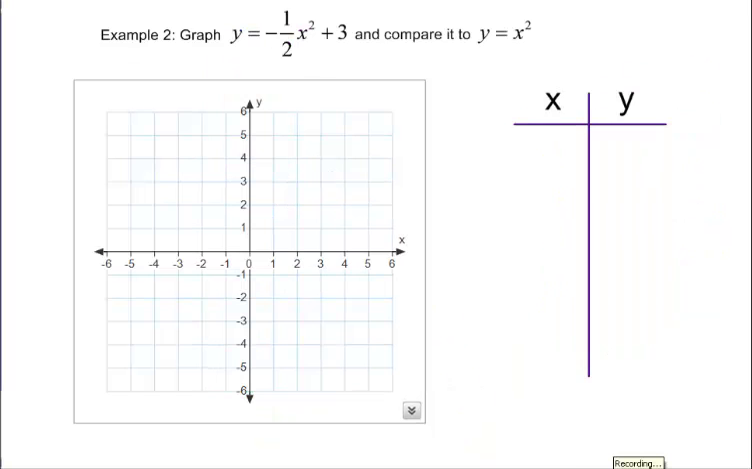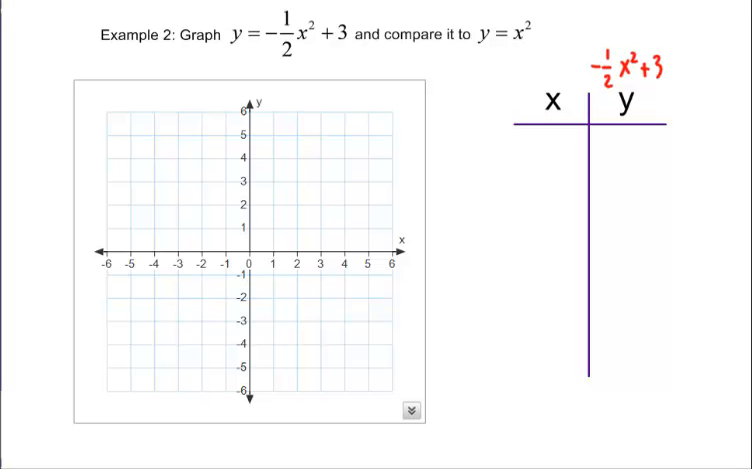Alright, we're going to graph the quadratic function y equals negative 1/2 x squared plus 3, and then we want to compare it to the graph of y equals x squared. So on this one, again, we want to pick some points that are close to 0. And again, just like the problem we just worked out, y has a rule, and the rule is this. It's negative 1/2 x squared plus 3. So whatever x is, we're going to use this rule.